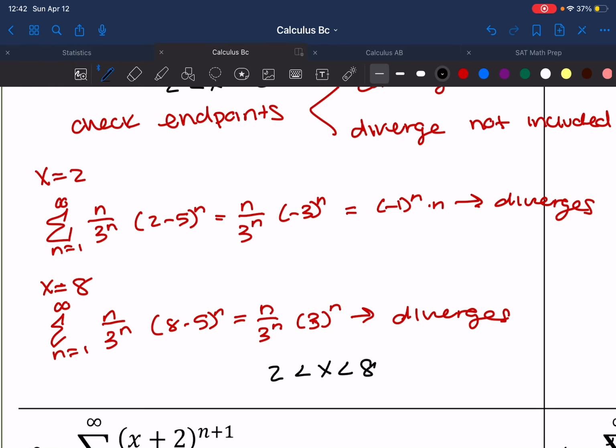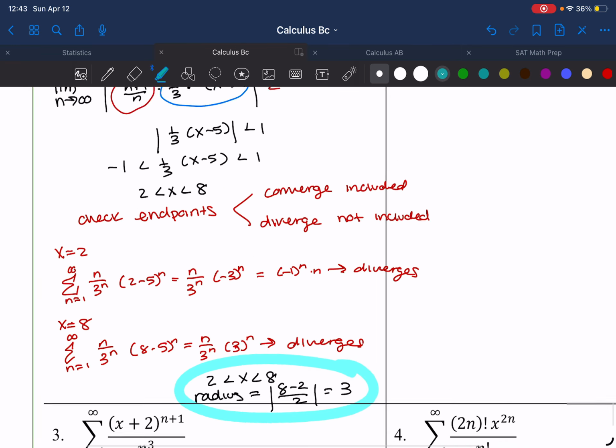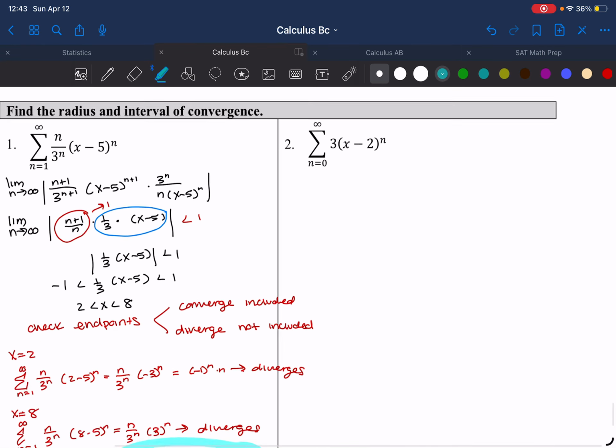And then the next part is I need to find my radius. Well, my radius is always going to be the absolute value of my upper bound minus my lower bound divided by 2. Okay, so 8 minus 2 is 6. 6 divided by 2 is 3. So this entire part is my answer. Okay, let's look at the next example.